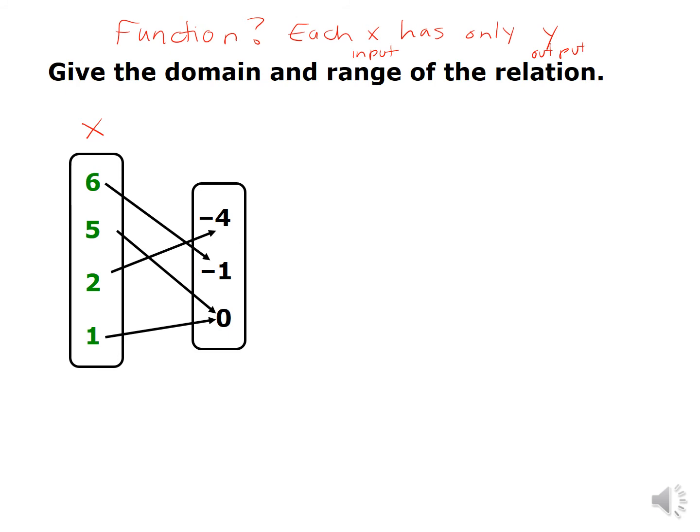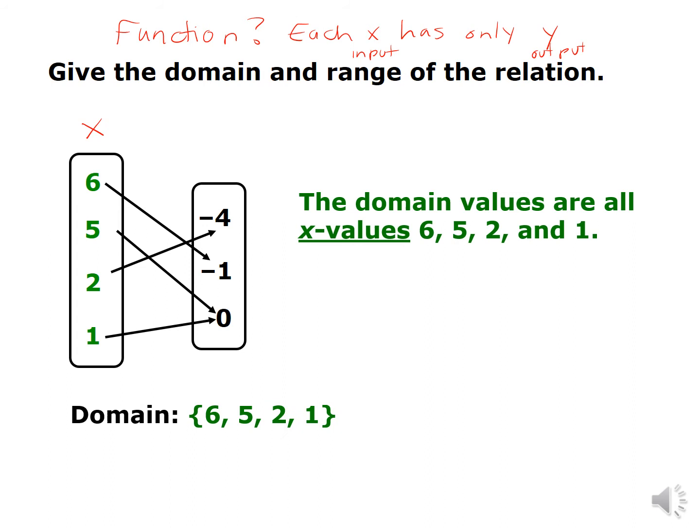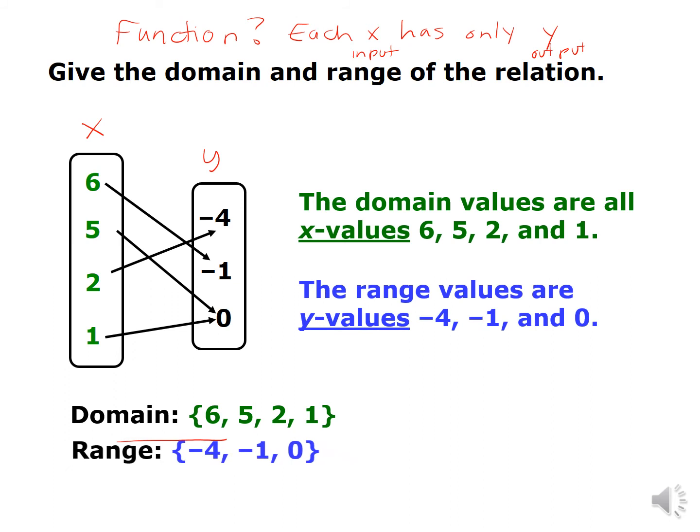Now I'm going to look at my domain. That's my x values, and I just write them down and put them as a set. I look at my y's for the range, and even though 5 has a 0 and 1 has a 0, you don't need to write them more than once, so you just put the different numbers that are in the range.